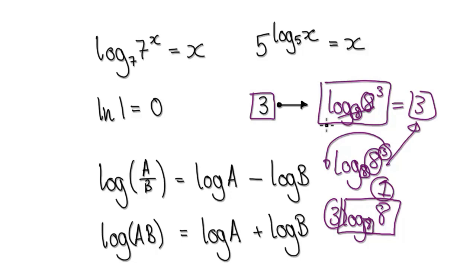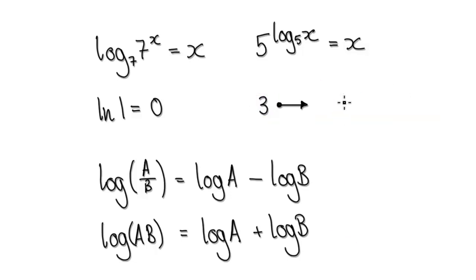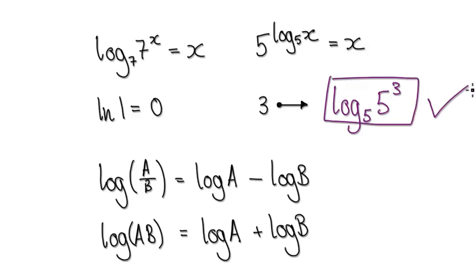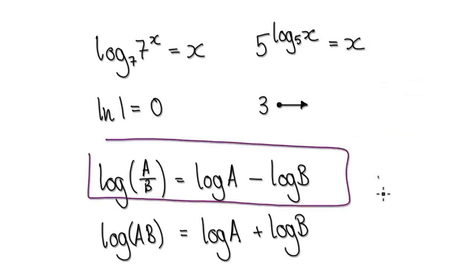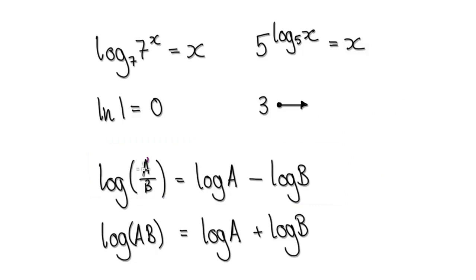There are lots of ways of doing this, and it doesn't always have to be 8. You can use any index you want. So the number 3 I can write as log base 5 of 5 to the power of 3. This is the number 3. I need you to know this as well, and we've done many videos on this, so I'm expecting you to know this. Log of one thing divided by another, you can break it up as log A take away log B, and when you have one thing multiplied by another, it's actually log A plus log B.